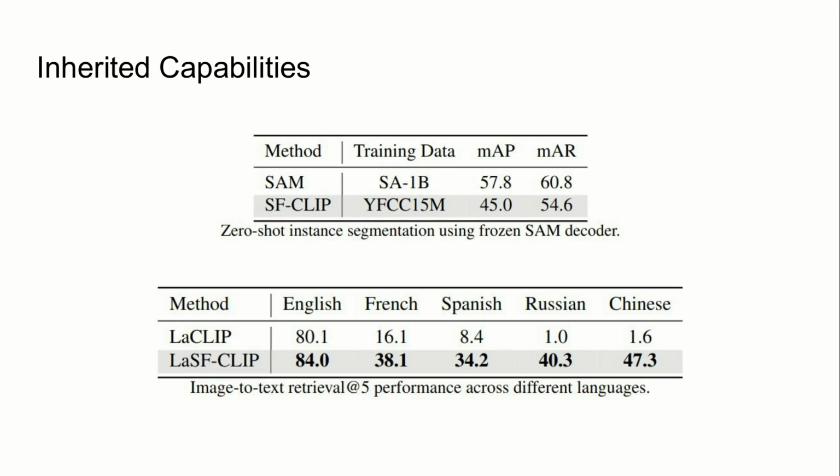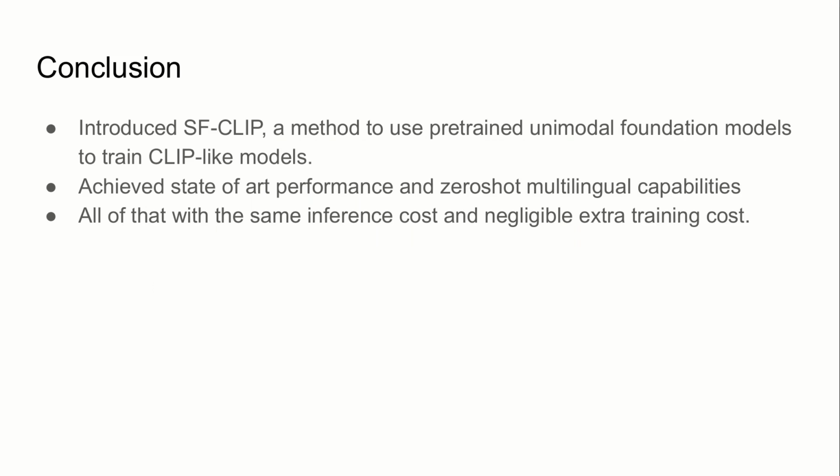So in conclusion, we introduced SF-CLIP, a method to use pre-trained unimodal foundation models to train CLIP-like models. We achieved state-of-the-art performance and zero-shot multilingual capabilities, and all of that with the same inference cost and negligible extra training cost.